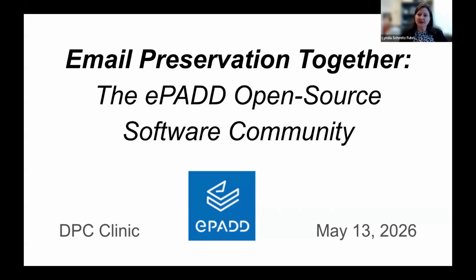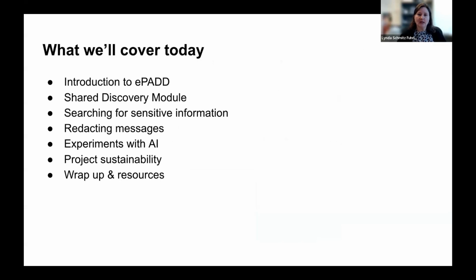So I'm Linda Schmitz-Fuhrig. I'm the digital archivist from the Smithsonian Libraries and Archives. I'm here today with my colleagues from the ePADD Steering Committee, who will also be presenting, and they will introduce themselves as they speak. Next slide. So today we'll cover what ePADD is, some of its features, AI experimentation, the sustainability of it, and a wrap-up. Next slide.